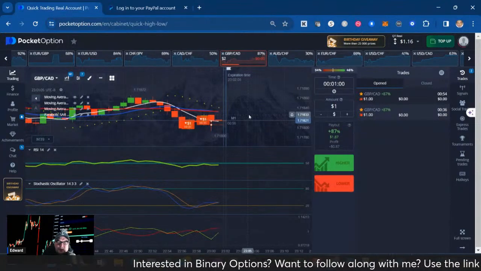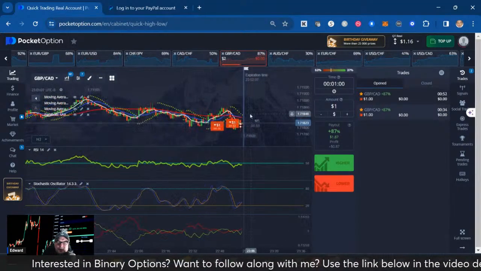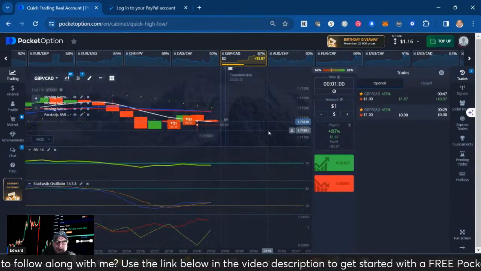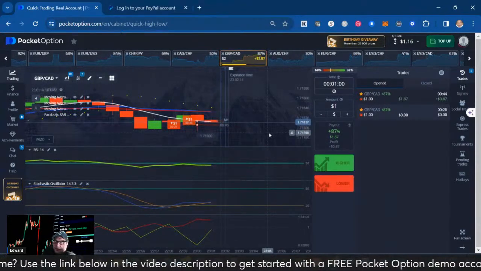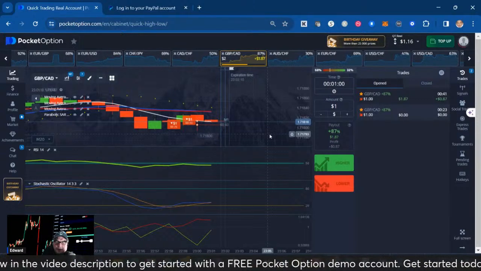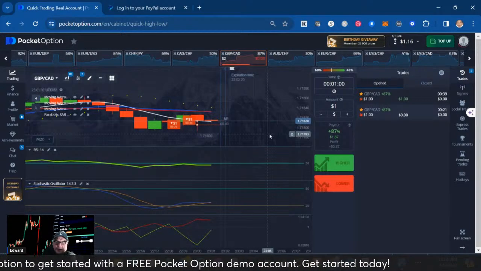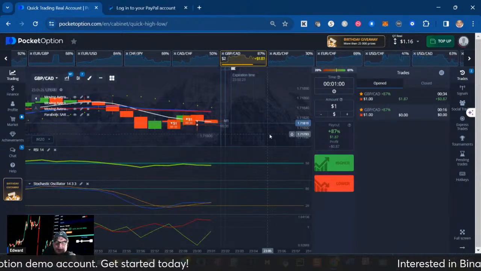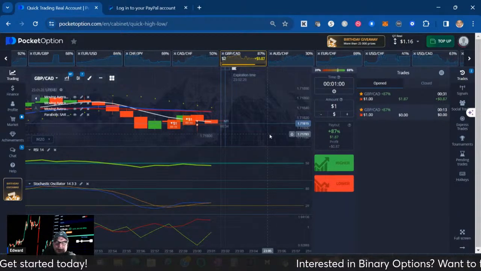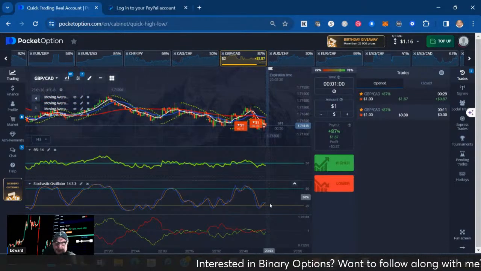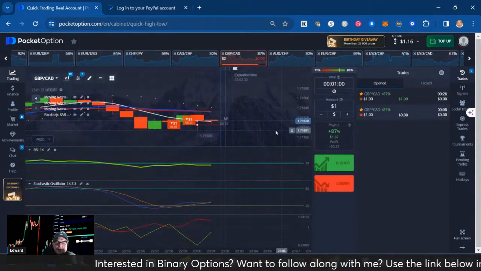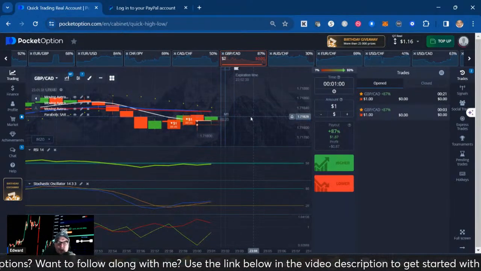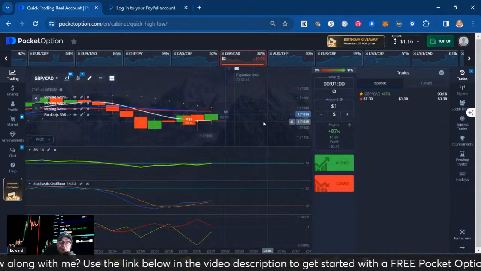Wow. $50. 40 seconds. Come on. There we go. Head on down. It's still downwards. Oh, massive pullback. Wow. Oh, that's awful. That is awful.